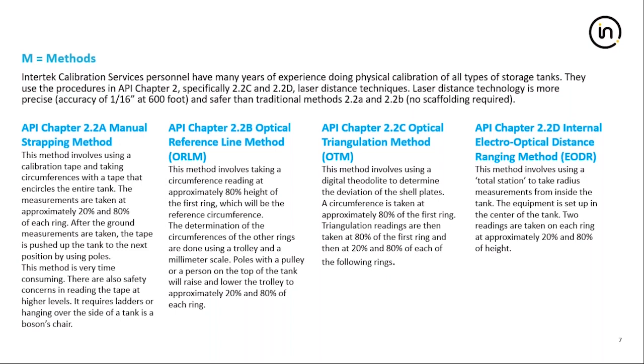The laser ranging technology has many advantages, but one of them is that we have very good accuracy and very precise measurements of distance, because it allows us an accuracy of 1/116th of an inch over a 600-foot distance. So that's very, very good for measuring.